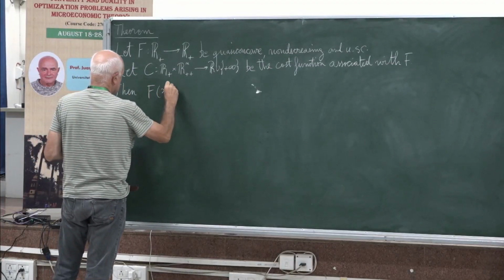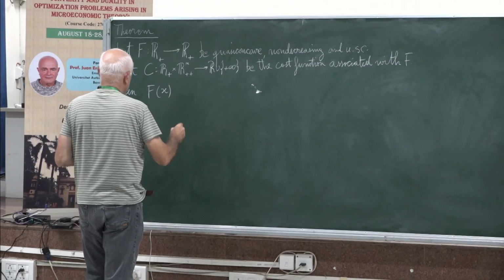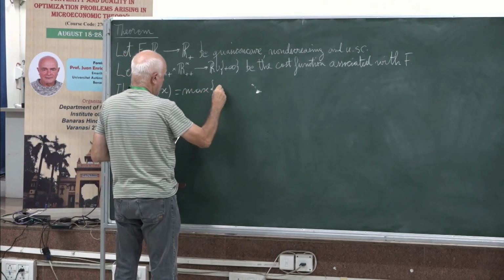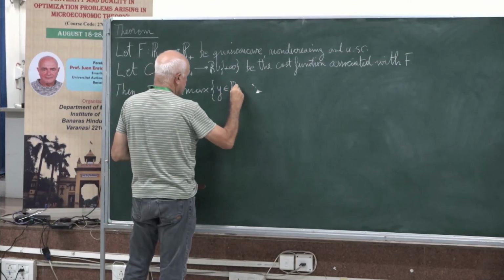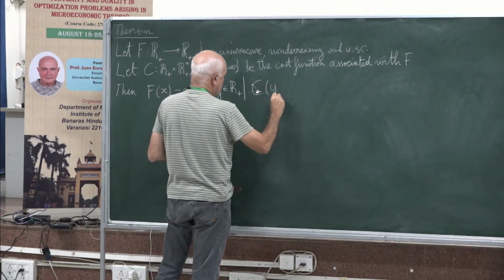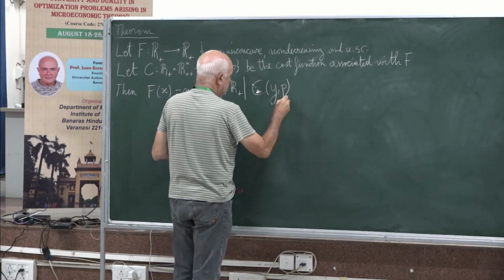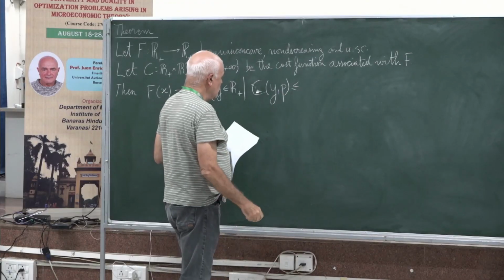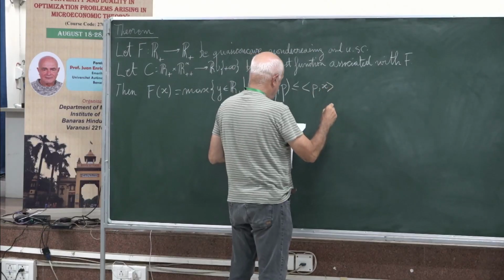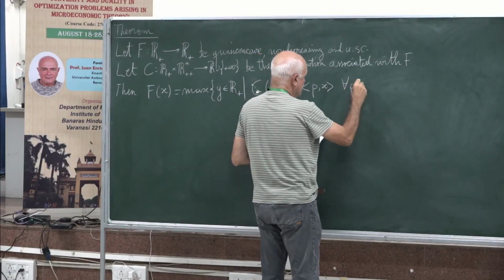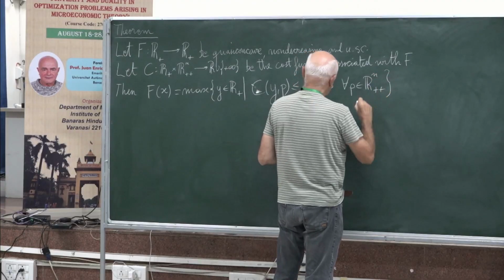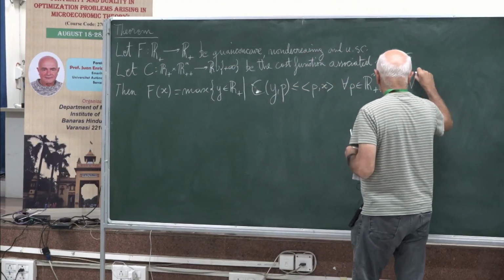f of x is equal to the maximum of y in R plus such that c of (y, p) is less than or equal to p·x, for every p in R plus plus n, and this is true for every x.